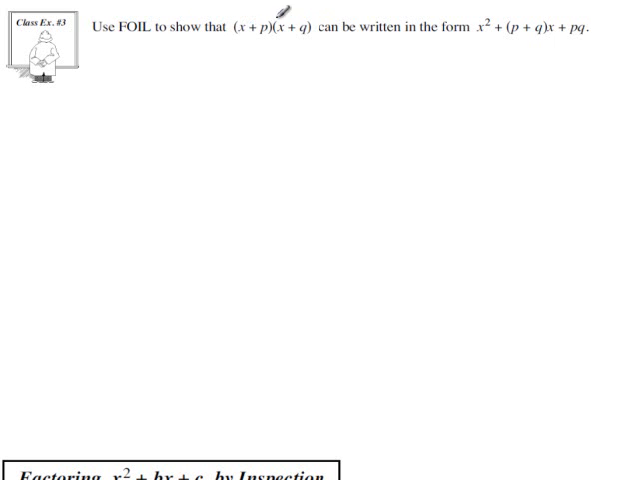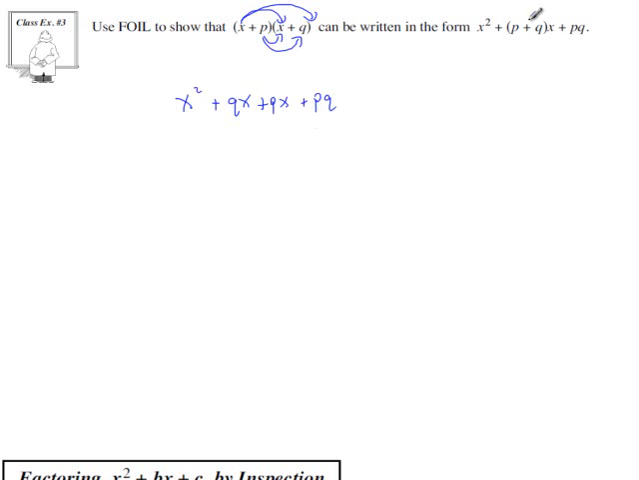Alright, so using FOIL means we want to expand this using the distributive property. And once we've done that, we need to write it in this format. So just expansion, x times x equals x squared. X times q, I can write that as qx. P times x is px. And p times q is pq.